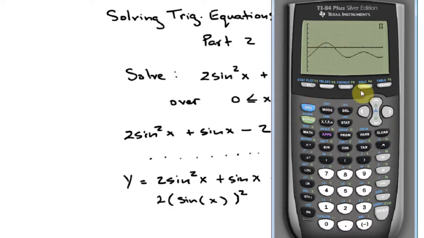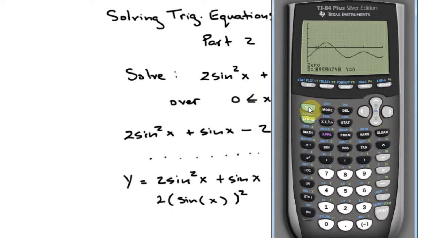So I'm going to go second trace, pull up the 0 function, and move my cursor on the left side. It's going to work its way across until it's on the left side of that first x-intercept. There we go, that looks good. Hit enter. Then bring it to the right until we're past the x-intercept, and hit enter one more time. And there's one of my solutions. It looks like I could round that to 0.9.